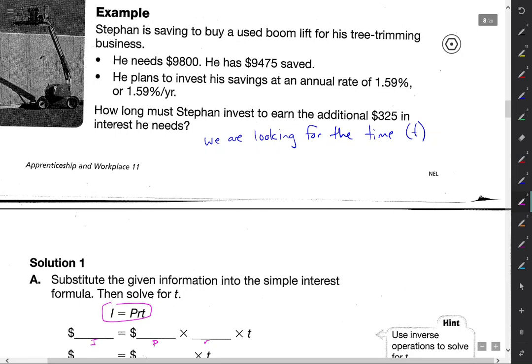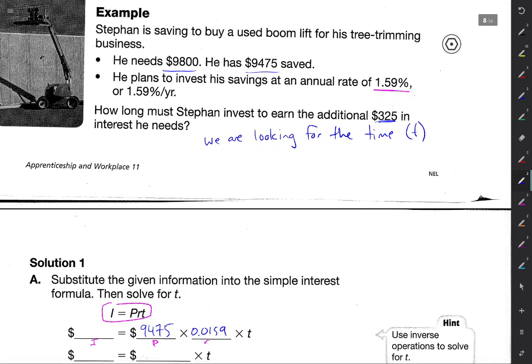So the rate's really easy. They gave us the rate right there. Let's just convert that to a decimal. So that would be 0.0159 for the rate. And then let's look at these other numbers we have. They gave us 9,800, 9,475, and 325. It says that he has $9,475 saved, but he needs $9,800. So the initial amount that he has on hand is $9,475. That's why I'm putting that as the P, the principal.